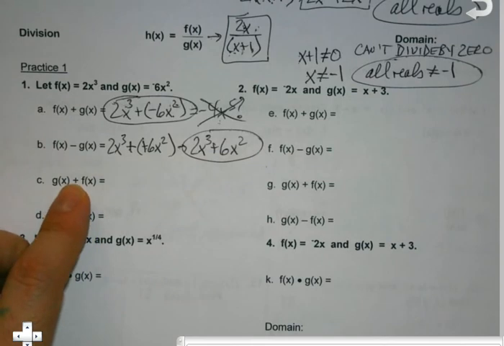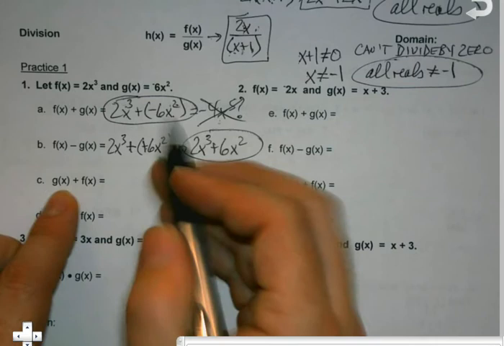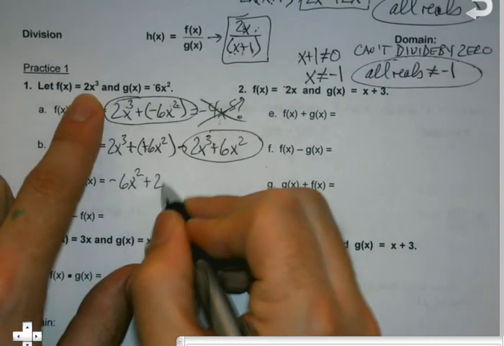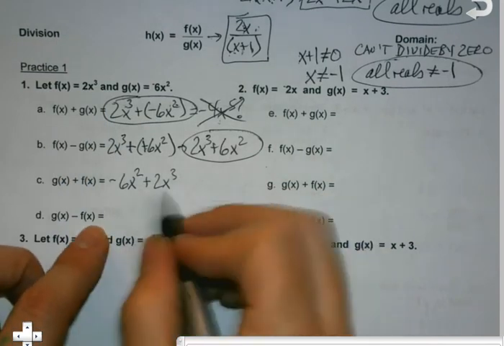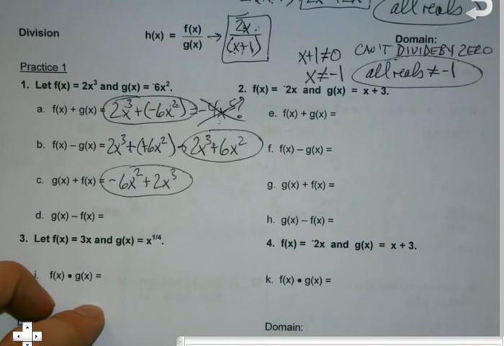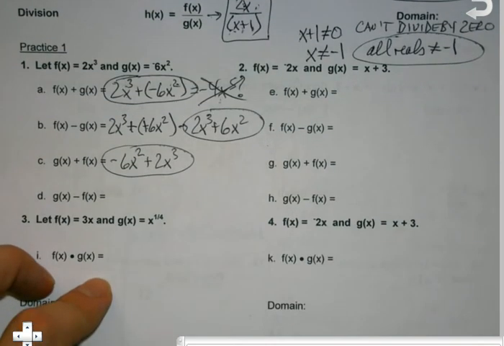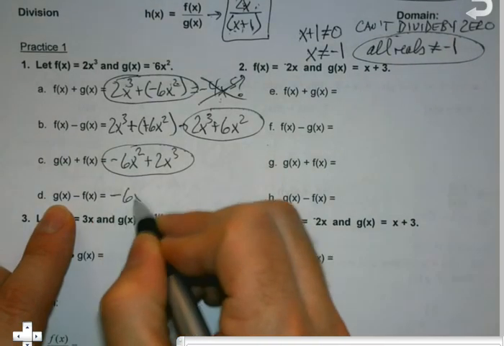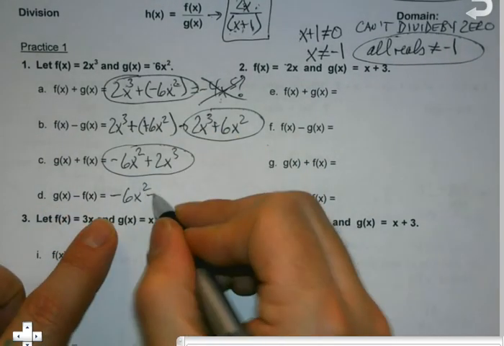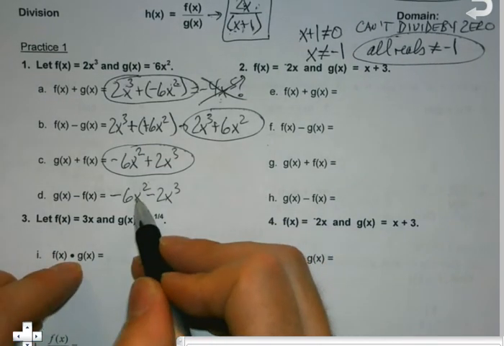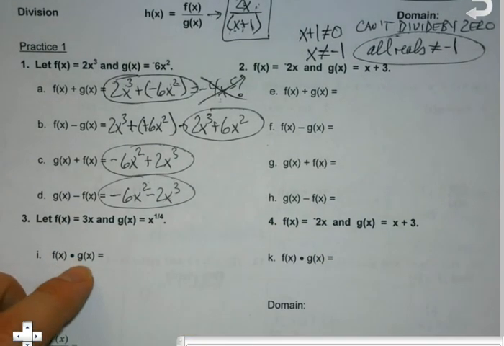Doesn't matter if I switch the order around. Okay. G of x plus f of x. I still can't put anything together. But again, it's one of those detail issues. Are you watching to see what's going on? Oh my. G of x minus f of x. No pluses or minuses to simplify. Still can't combine them anymore, so that's as far as I can go.